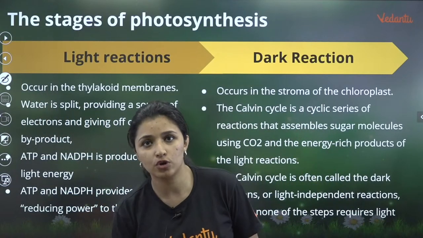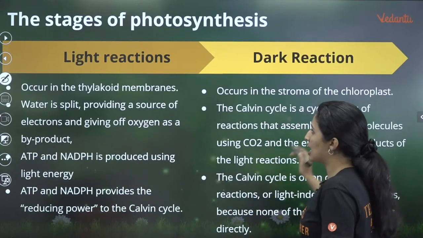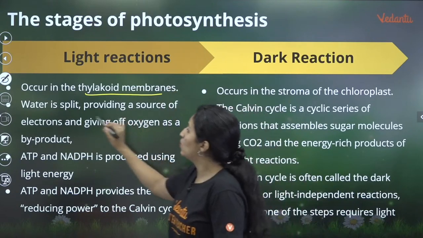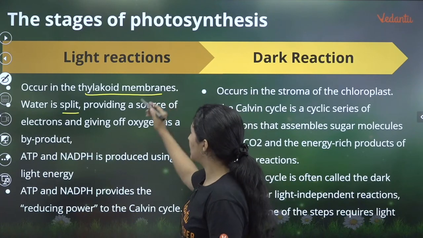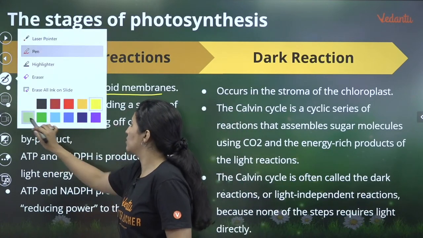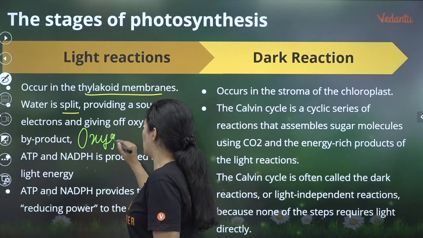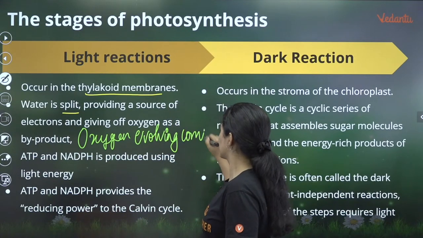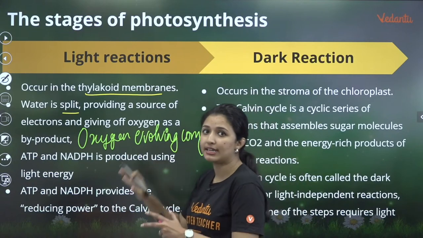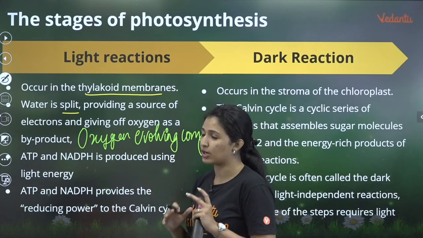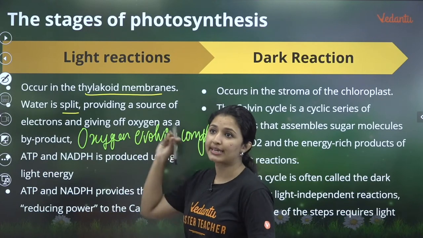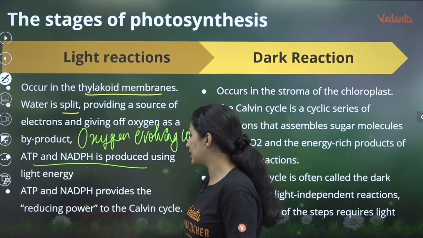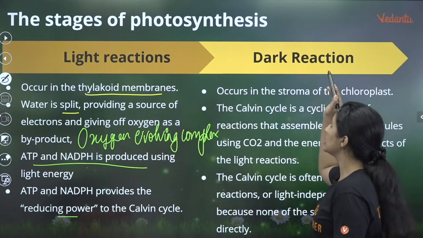Right, so stages of photosynthesis: we have the light reaction and we have the dark reaction. That light reaction happens in the thylakoid membranes. Water is split with the help of the oxygen evolving complex. So we have an entire setup where water is split, oxygen is released, and electrons are given. Oxygen is a byproduct. ATP and NADPH are produced using light energy. It provides reducing power for the next process, which is our dark reaction.